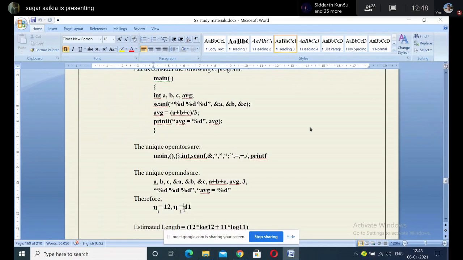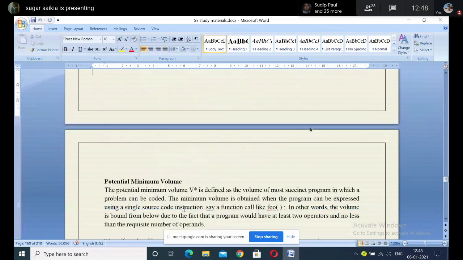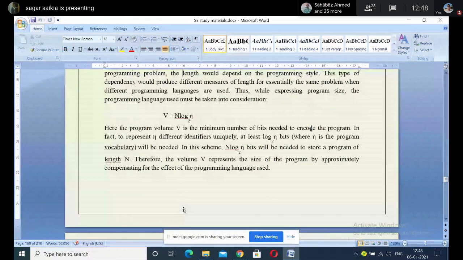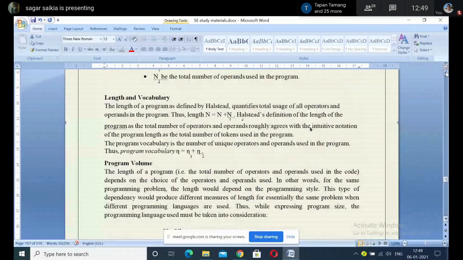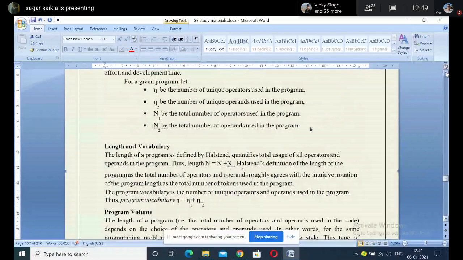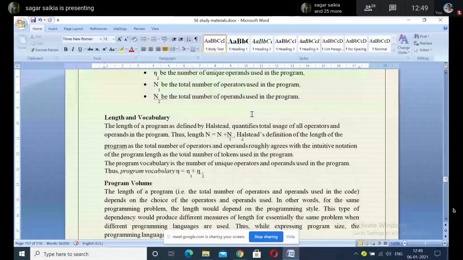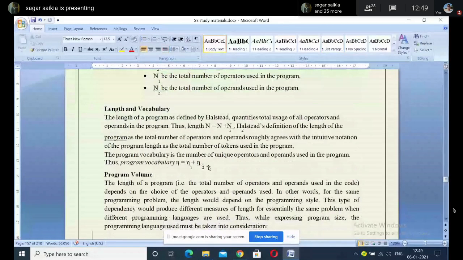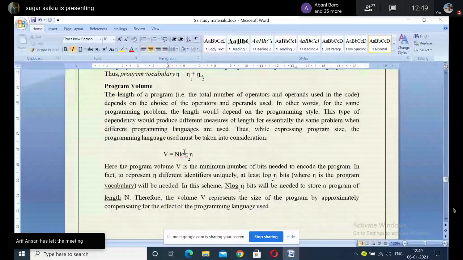So what will be the estimated length? So we can use that formula, there was this estimated formula. This is the estimated formula that we have used. So you can use this one. N is equal to N1 plus N2. Eta is equal to eta1 plus eta2. You can use it for finding the program volume.